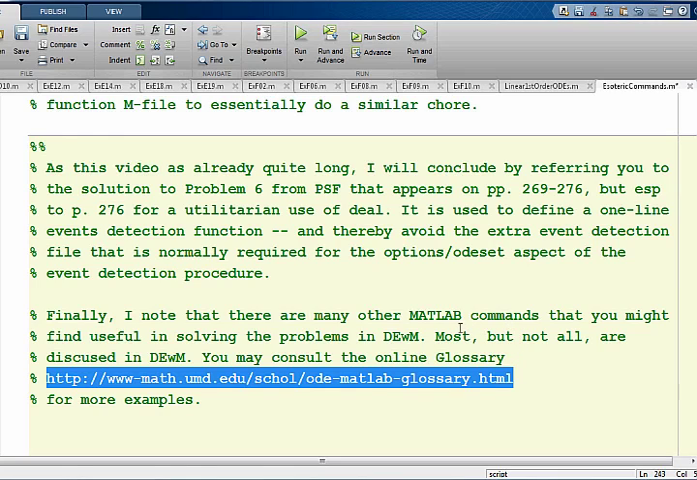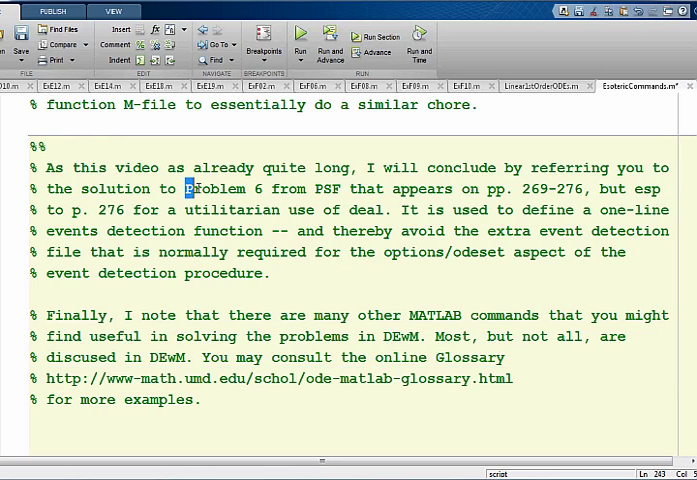So I copped out a little bit here. I didn't give you another solution of problem 6 from problem set F. But I urge you to take a look at page 276. Thanks.